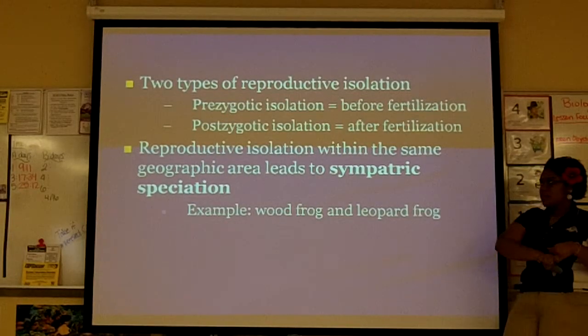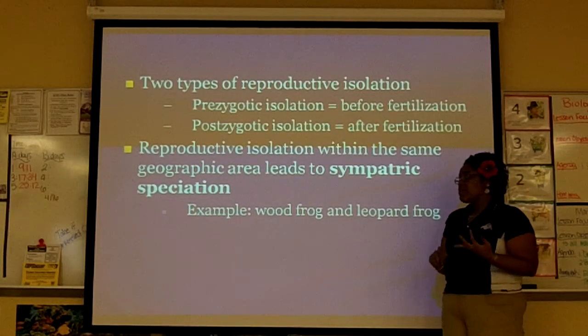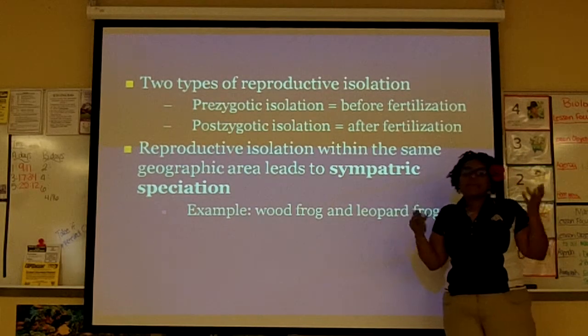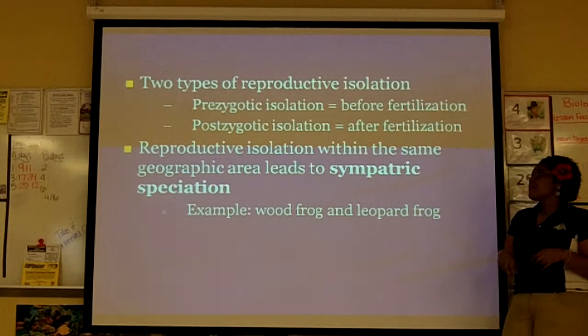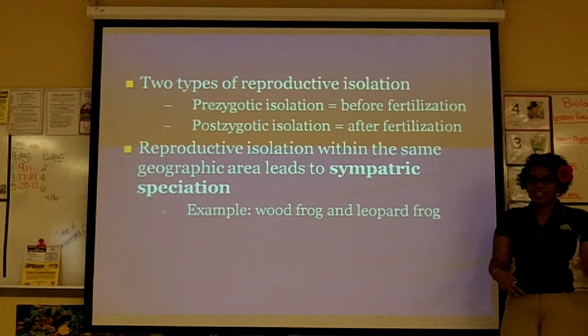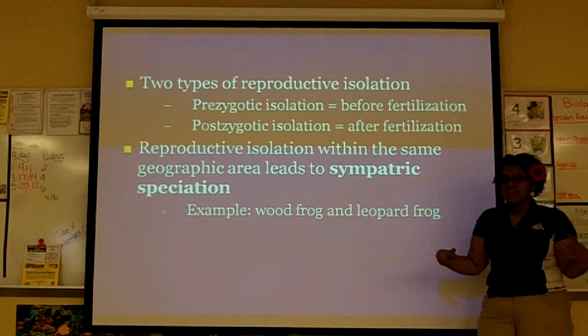And with reproductive isolation, we have prezygotic and postzygotic. So, reproductively, how can we end up making a new species? Well, prezygotic is something before fertilization. Postzygotic would be something after fertilization that affects the species.